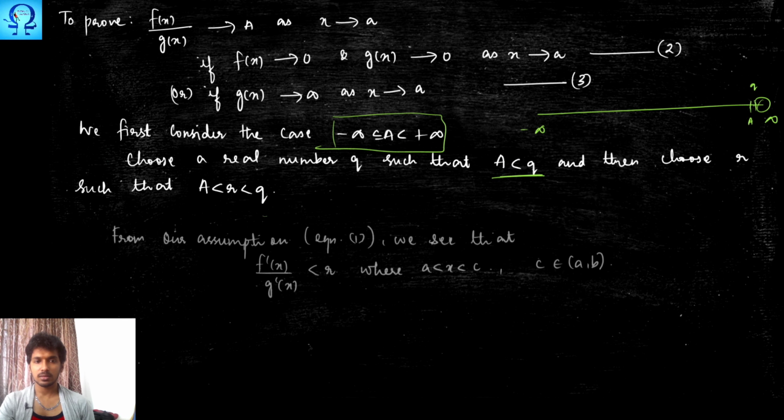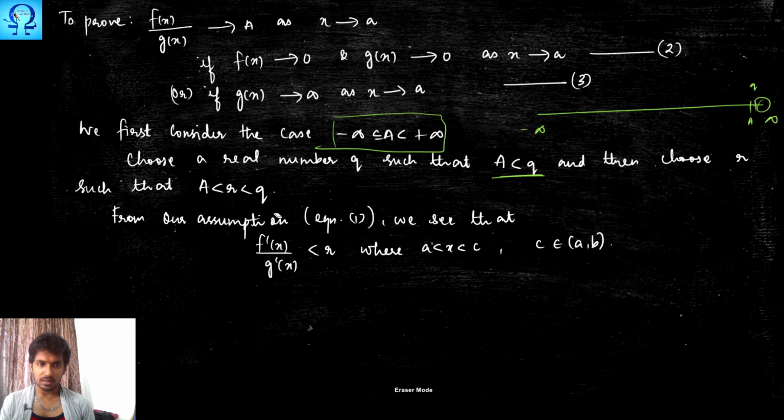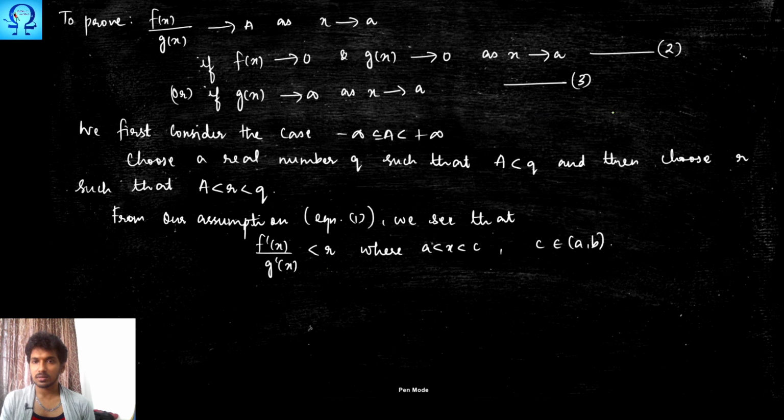Since this approaches A, which may be anywhere, minus infinity to plus infinity, we choose some q. Even if you choose your A here, you can always find q and r of this sort. We have chosen some r where x lies between a and c. Supposing this is my a and this is my b, in between I choose some c.